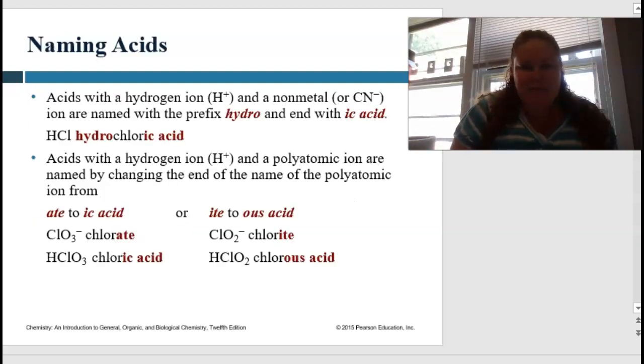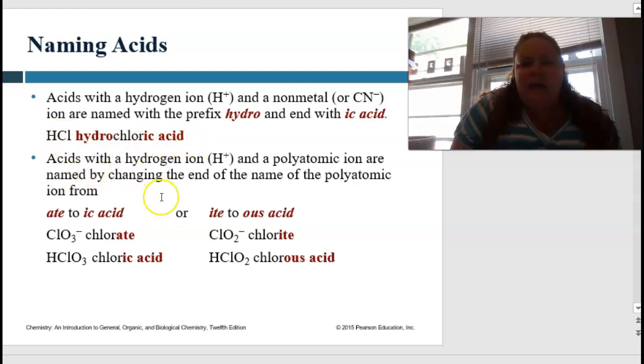So how do we name these? Acids with a hydrogen ion and a nonmetal, or a CN ion, are named with the prefix hydro, and they end with ic acid. For example, what we were just talking about, hydrochloric acid. That's the hydro starting, the chlor for the chlorine, and then the ic for the acid.